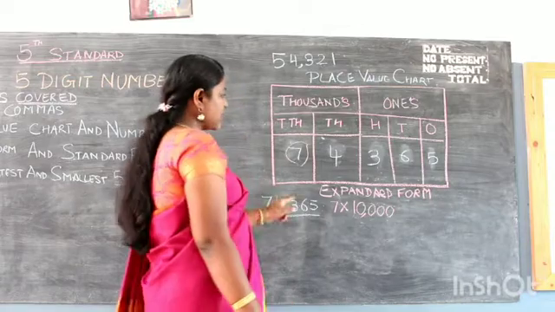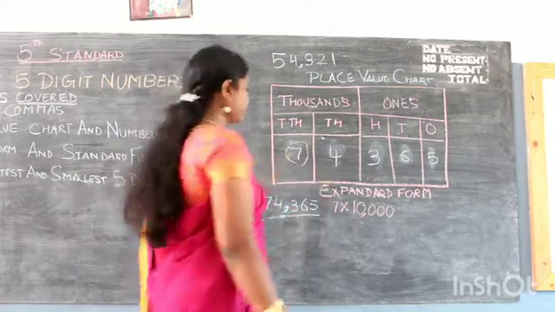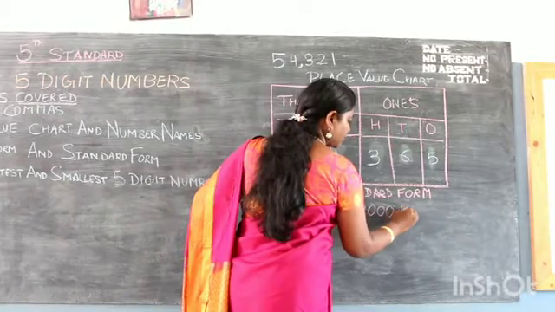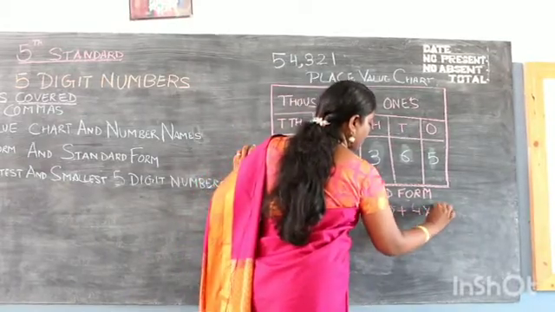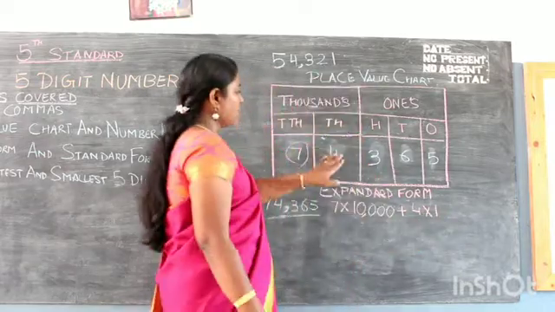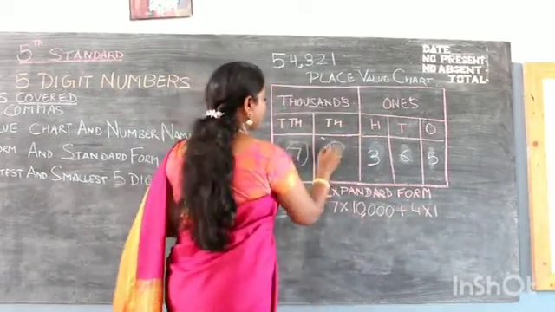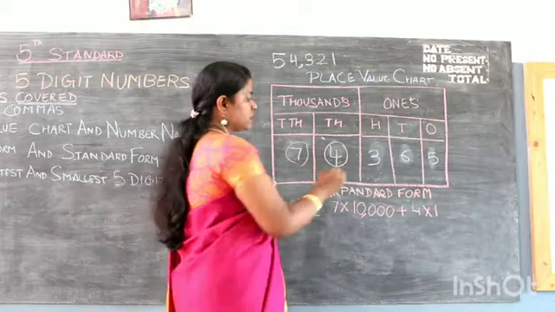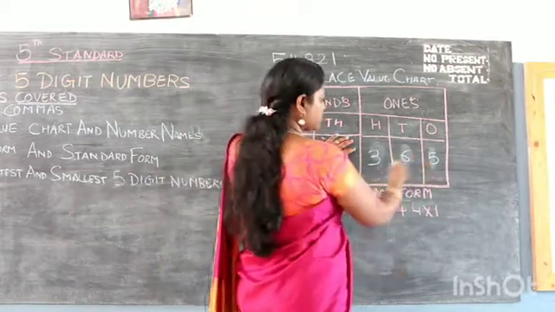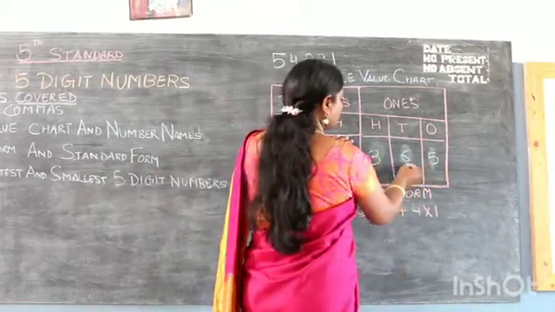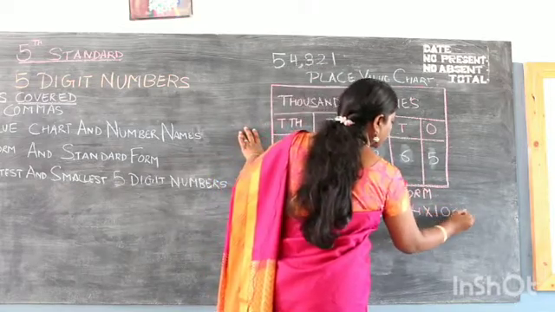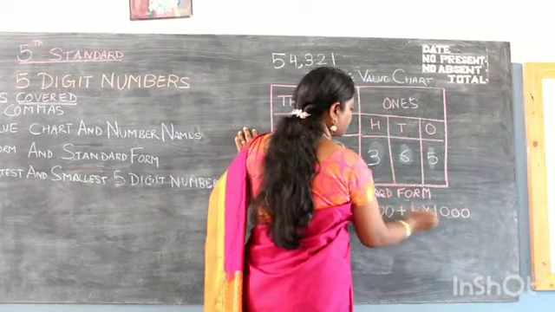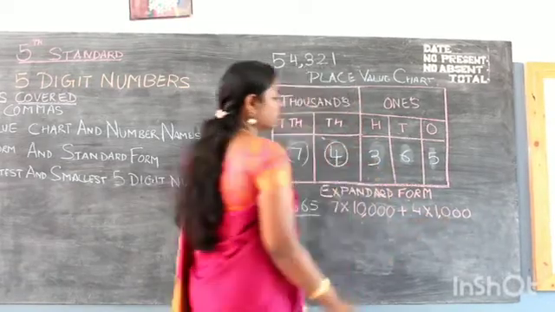Now let's move on to the next number, which is your number 4. So you write an addition symbol here, and then you put 4 multiplied by 1. Now after 4, how many digits do you have? Count: 1, 2, 3. So you're going to put 3 zeros, and after the first 3 digits you have to put a comma.